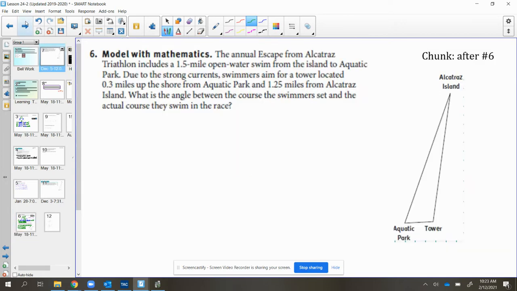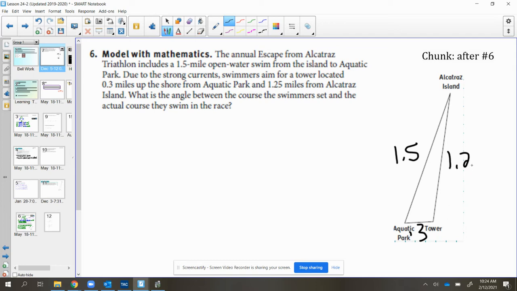Now, the next piece that we would use the law of cosines for is being able to find the angle. So again, if we have the annual Escape from Alcatraz triathlon, we have this 1.5 mile open swim from the island to Aquatic Park. And then due to the strong currents, swimmers aim for a tower located 0.3 miles upshore from Aquatic Park and 1.25 miles from Alcatraz Island.